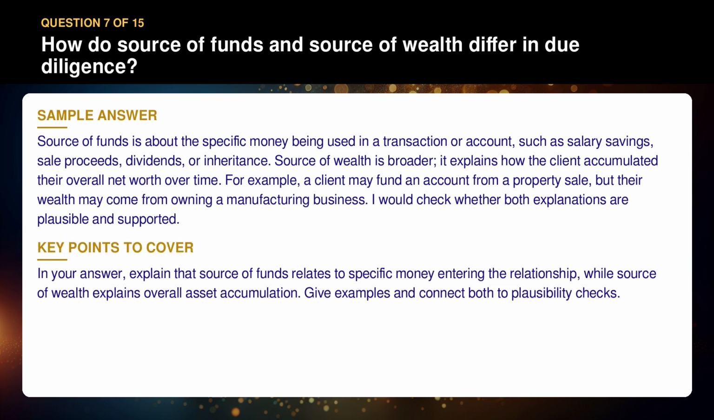In your answer, explain that source of funds relates to specific money entering the relationship, while source of wealth explains overall asset accumulation. Give examples and connect both to plausibility checks.